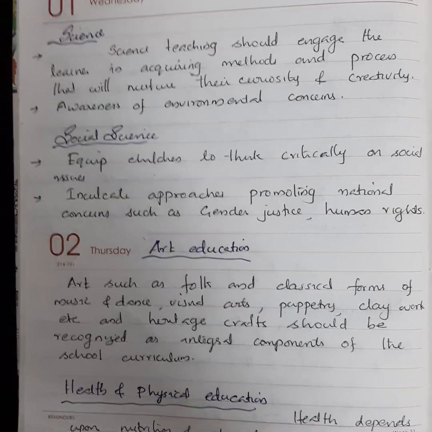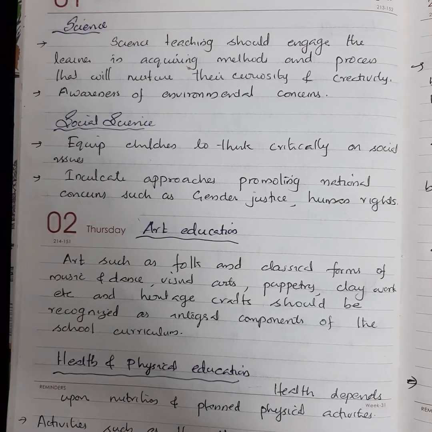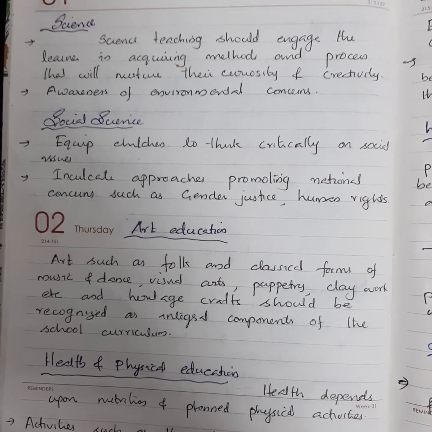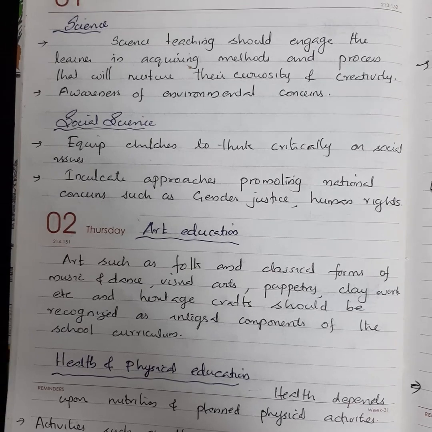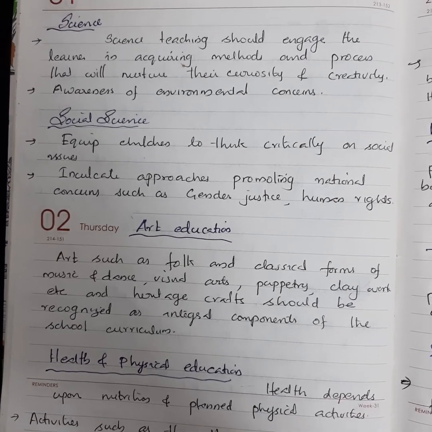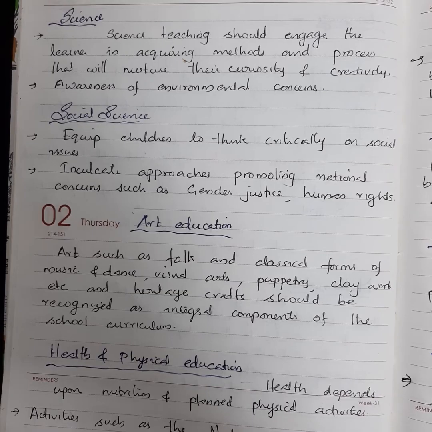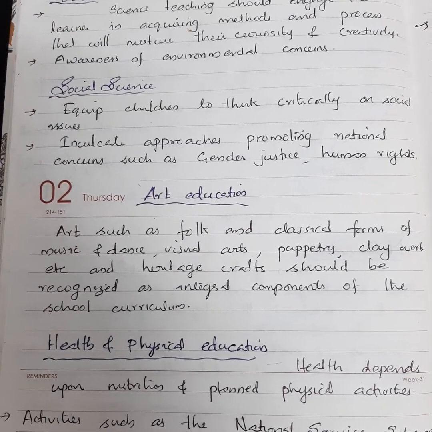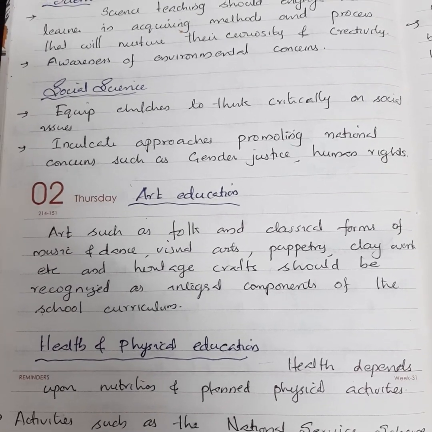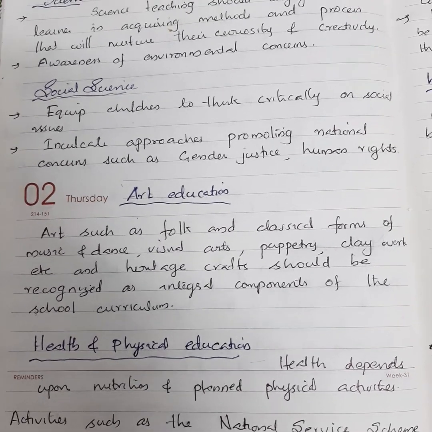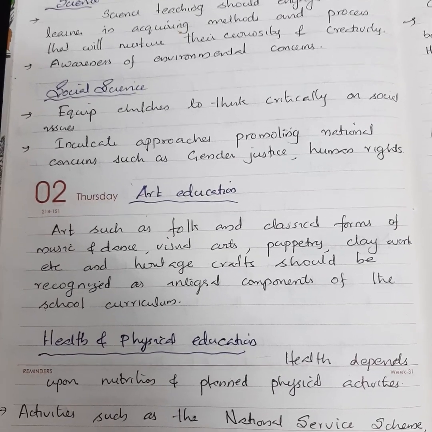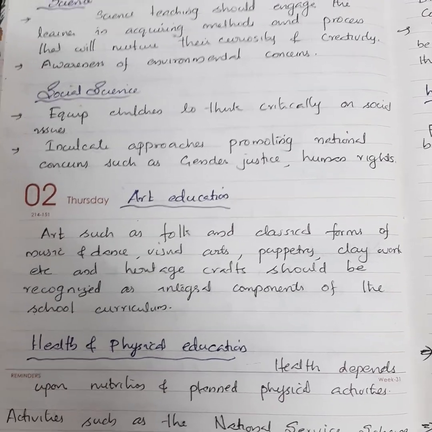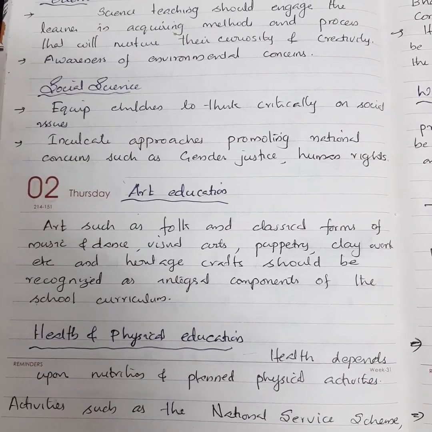Next subject is social science. It should equip children to think critically on social issues. It should inculcate approaches promoting national concerns such as gender justice, human rights, etc. In the case of art education, NCF prescribed that arts such as folk and classical forms of music and dance, visual arts, puppetry, clay works, etc., and heritage crafts should be recognized as integral components of the school curriculum.